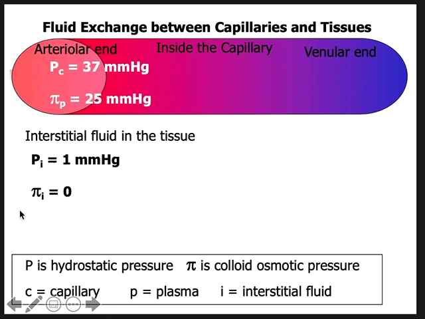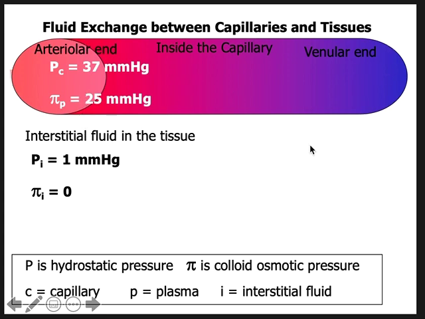And then you have your colloid osmotic pressure in the interstitial fluid. There's very few proteins there, so there's not going to be very much pressure then for water to move in that direction. In fact, it's so small that we call it 0, okay? And this is always going to be the same, whether you're talking about exchange at the arterial end or at the venular end, okay?